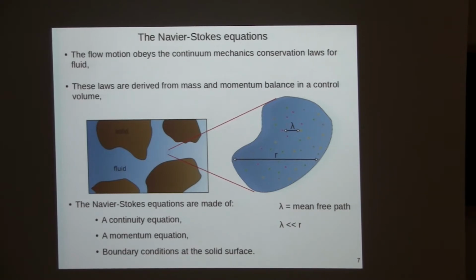So what we call the Navier-Stokes equation depends on people, but I prefer to put an S on equation. For me, the Navier-Stokes equations are a set of different equations: a continuity equation, mass balance, a momentum equation, and boundary conditions at the solid surface. Sometimes we just refer to Navier-Stokes for the momentum equation, but I prefer to have the full set of equations. We can also add an energy equation, but we are not going to discuss it here.